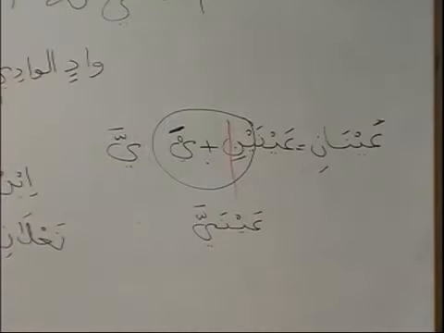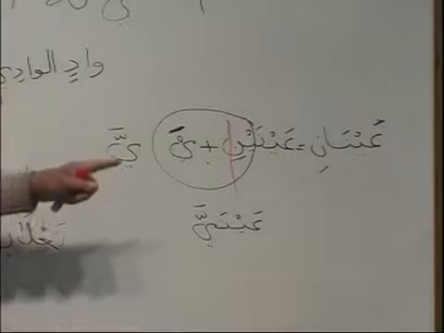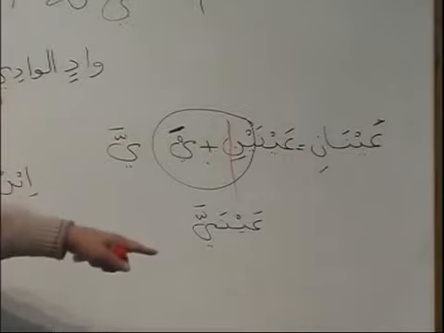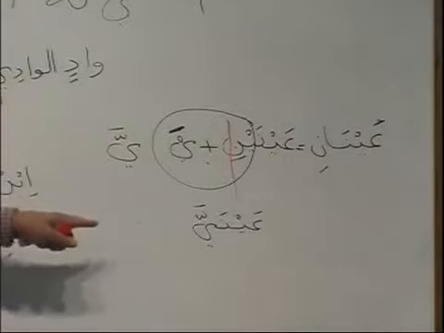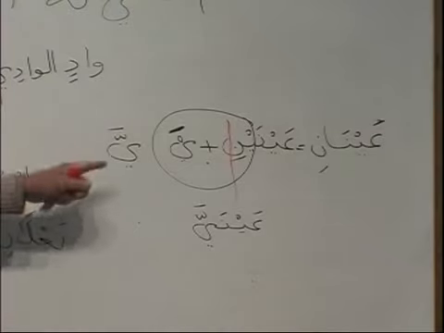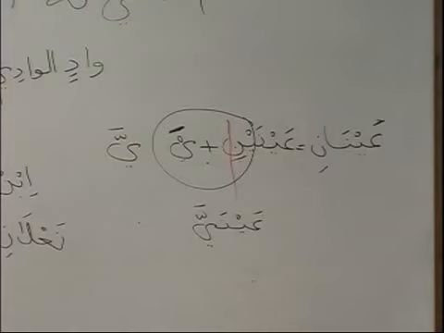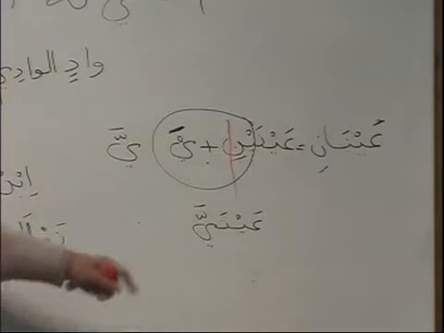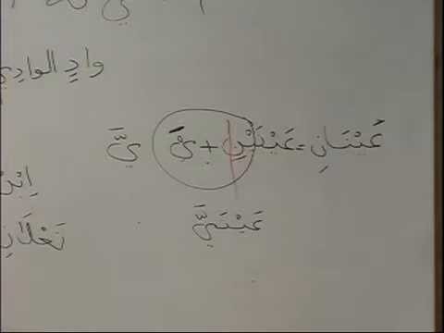We got to understand this, how it came to be aynayya. It came from aynani, aynaini, and then ya mutakallim as mudaf ilayhi, and then I dropped the noon, and then two yas were there, and they became ya with a shadda, so I say aynayya.